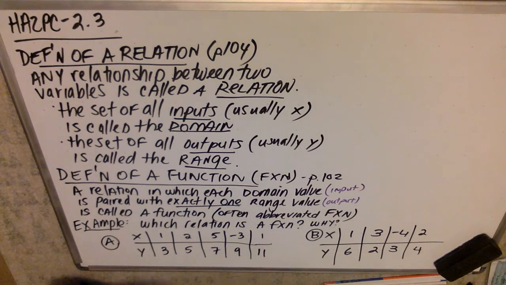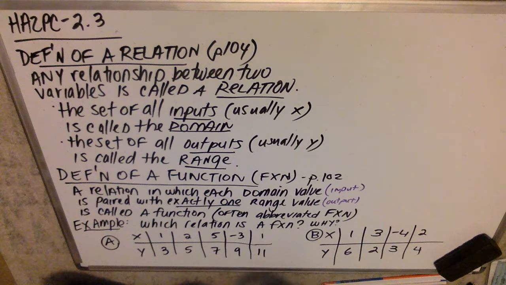So we're going to do a quick example. We're not going to call it example one. I just want to walk you through this. I put two tables here, and one of them represents a function and one of them doesn't. They are both relations, because again, relation is literally any relationship between two variables.